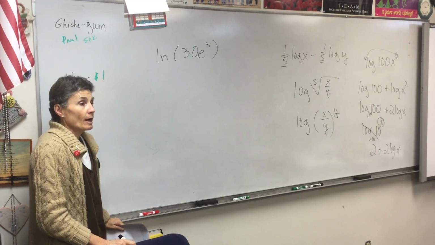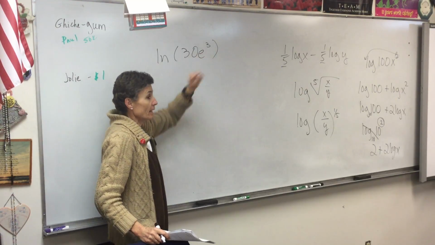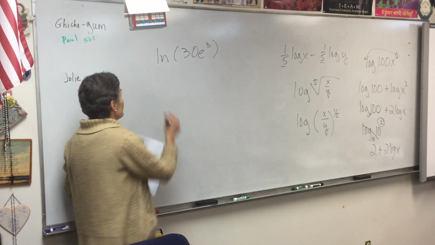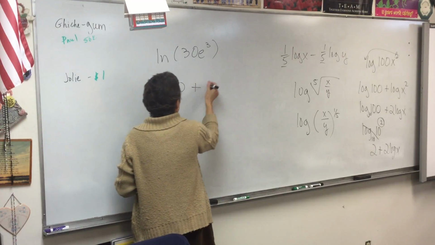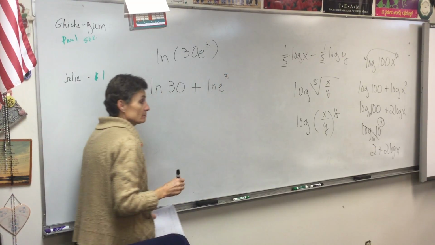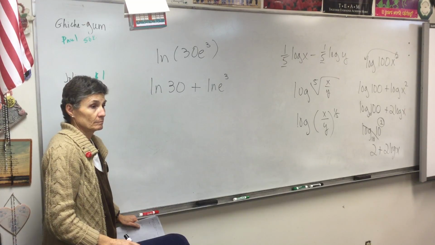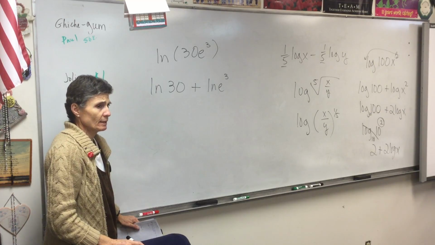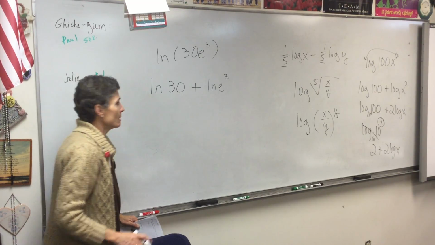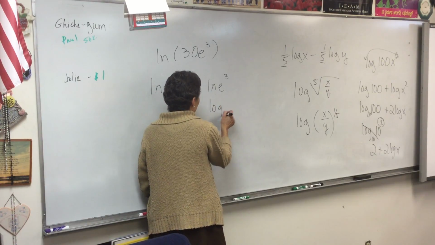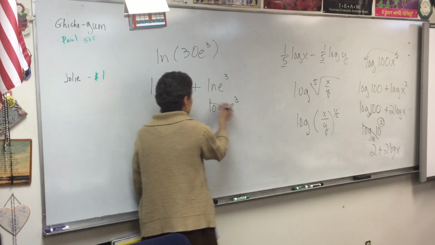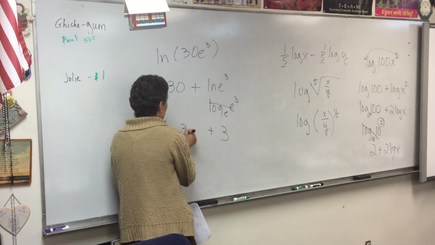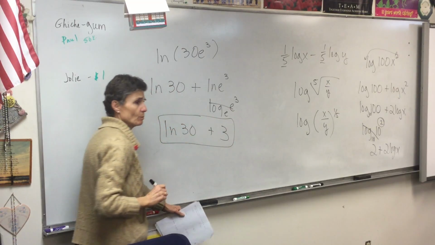All right. See that 3 right there? You gonna pull it out in front? Not till you split these, and when you split them, it'll be ln 30 plus ln e cubed. You okay with that? Now wait a minute. What's ln stand for? So this really says log base e of e cubed. What's the log base e of e cubed? 3. There's the answer to this one. It's another tricky one.